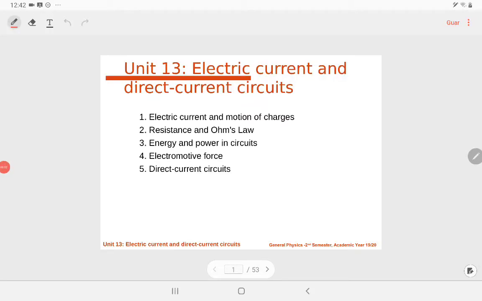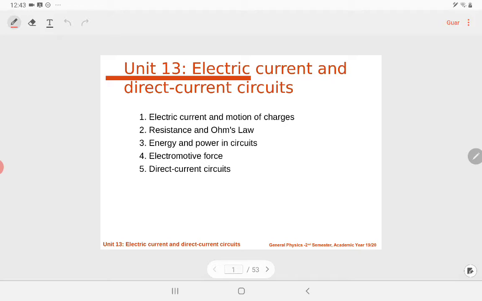In this video, we begin a new unit, Unit 13, devoted to the electric current and direct current circuits. In this unit, we will still work with charges, and there will be electric fields and potential drops, and we're going to work inside conductors.